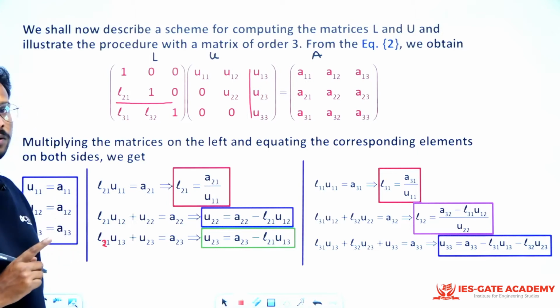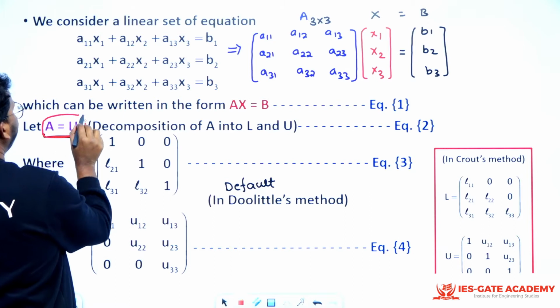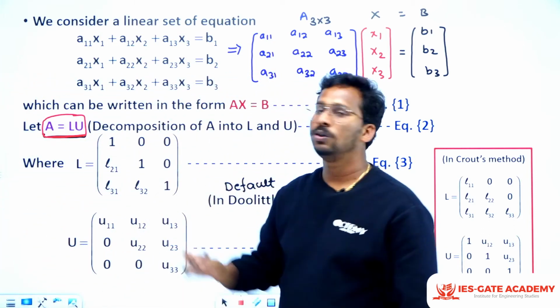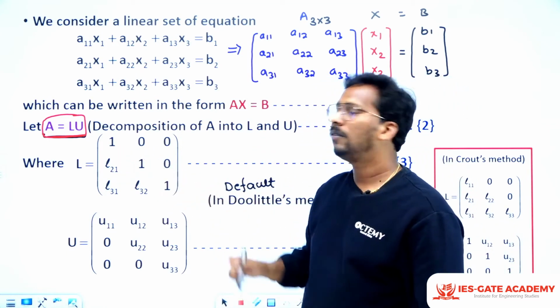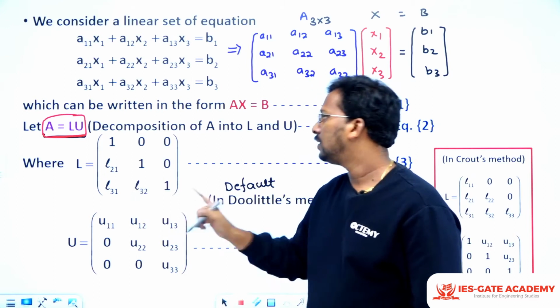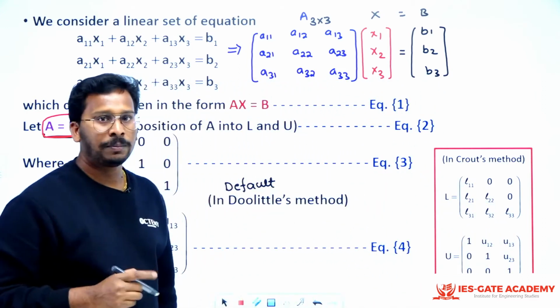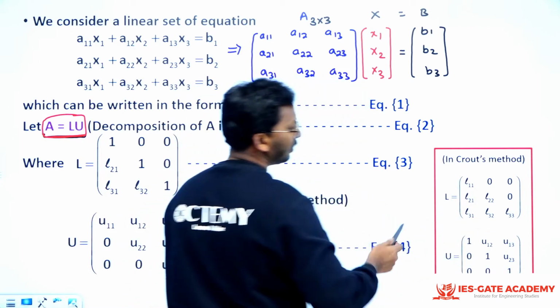So what is the first step? The first step is decomposition of the A matrix into a lower triangular matrix and an upper triangular matrix. By default, it will be a unit lower triangular matrix and an upper triangular matrix. Unit triangular matrix means 1, 1, 1 will be there on the diagonal. These 3 are known, and these 6 are unknowns. If it is Crout's method, then it is a unit upper triangular matrix, with 1, 1, 1 on its diagonal, these 3 known, and these 6 unknowns.